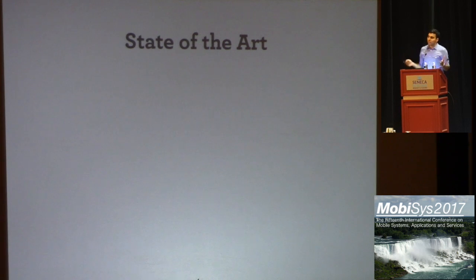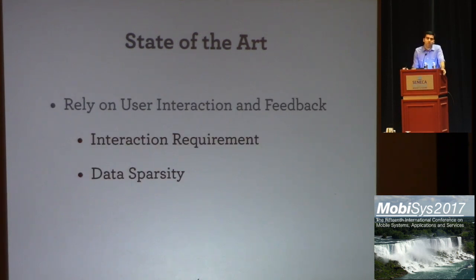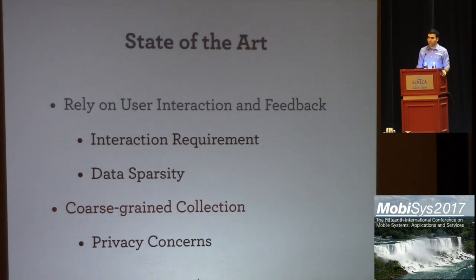Now, the state of the art for these recommendation systems is that they rely on user interaction and feedback. And that is the main reason that we have this data sparsity problem in these systems. There's also, of course, another approach, and that is this coarse-grained data collection. And that would be for the Yelp application to just collect your location all the time, and then based on your movement, figure out when you're visiting a restaurant, and just do a check-in automatically for you. But there are obviously privacy concerns with that, and users are uncomfortable giving that much detailed information to the Yelp platform.